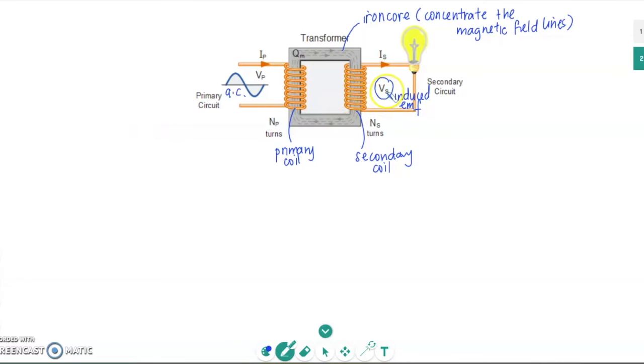So the ratio of the voltage at the secondary coil, Vs, to Vp depends on the ratio of the number of turns at the secondary coil to the number of turns in the primary coil. So fundamentally, the concept or the ratio is like this. The ratio of the voltage at the secondary coil to the voltage at the primary coil will be equal to the number of turns at the secondary coil to the number of turns in the primary coil.